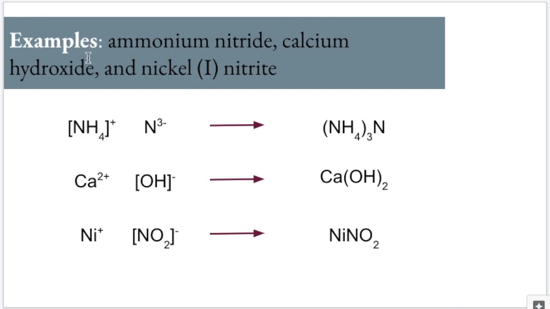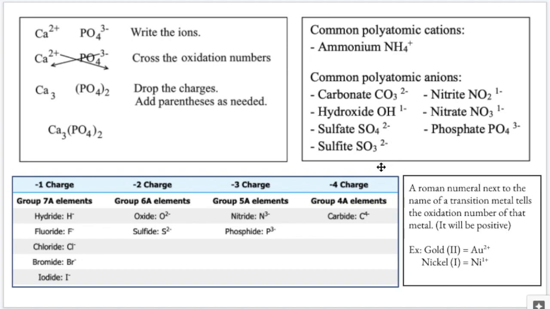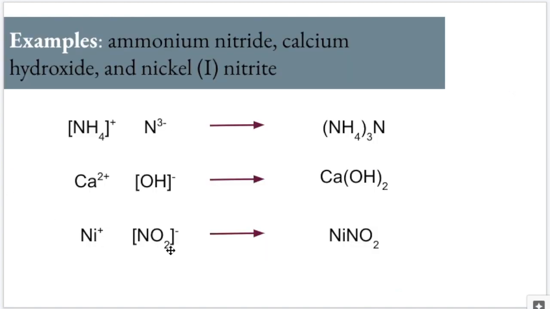For the last one, nickel 1 nitrite. Nickel is just a name on the periodic table, so I would just put the symbol for that, Ni. Because it has the Roman numeral 1, I know that it's going to be a positive 1 ion. Then for nitrite, if I go back to my cheat sheet, I find nitrite, and it is NO2, and it has a charge of -1. So I wrote down NO2 and then a -1 there.